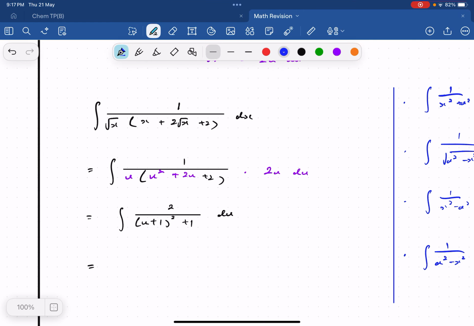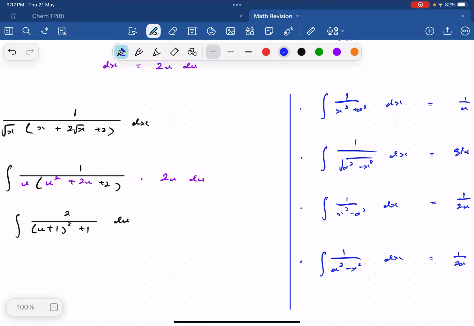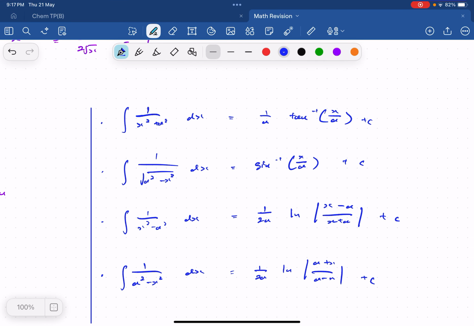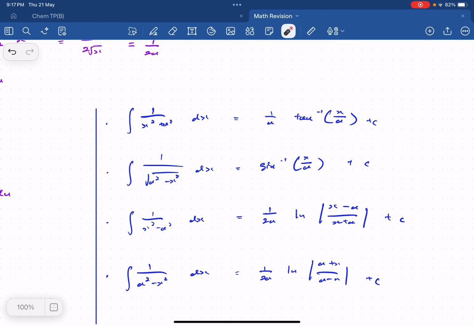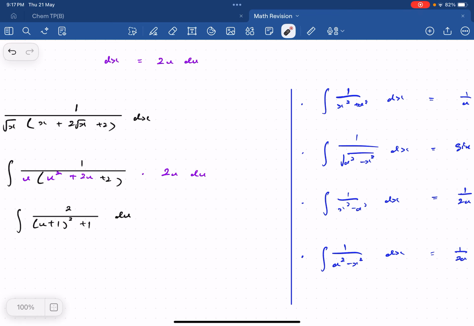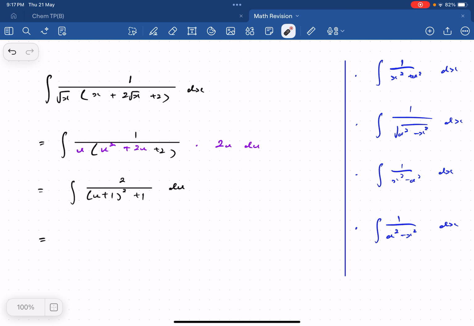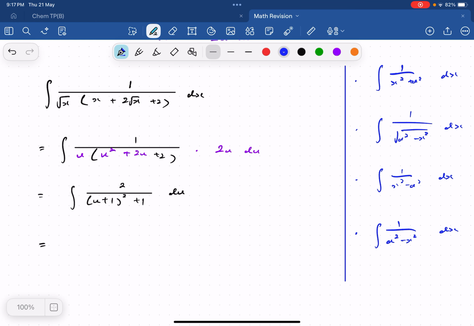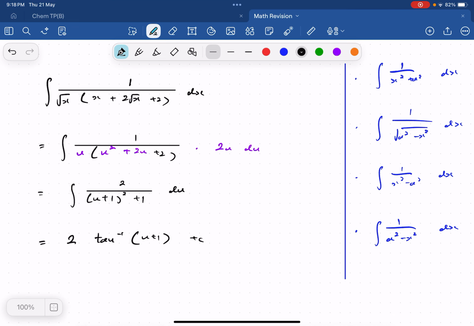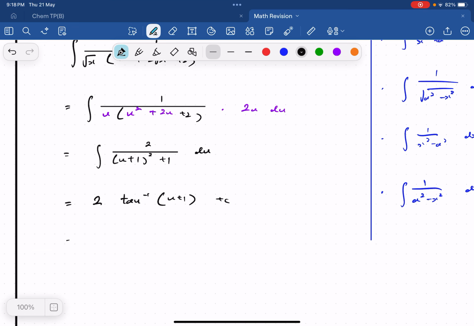Okay? So this looks like we are of the form, the first one, right? But instead of x, this is going to be u plus 1. So I'm simply going to have 2 times tangent inverse of u plus 1 plus c. And then we are not done. We still need to convert back to in terms of x. So in this case, thankfully, our job is fairly simple. Instead of u plus 1, I simply turn it to root x plus 1.